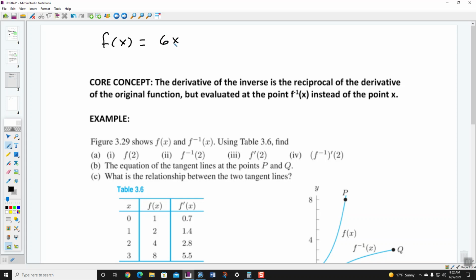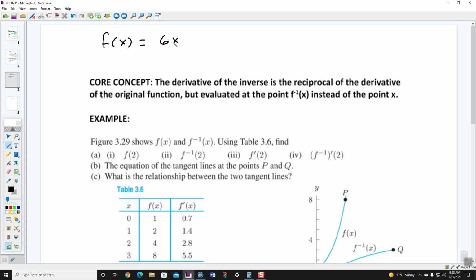Okay, listen to what I say here. The derivative of an inverse is the reciprocal of the derivative of the original function evaluated at the point f inverse of x instead of what? Instead of the point x.